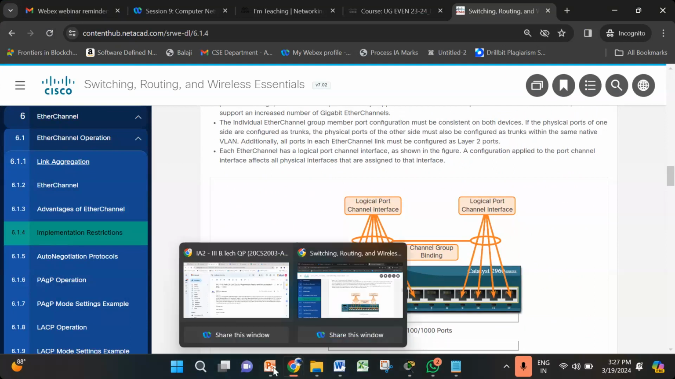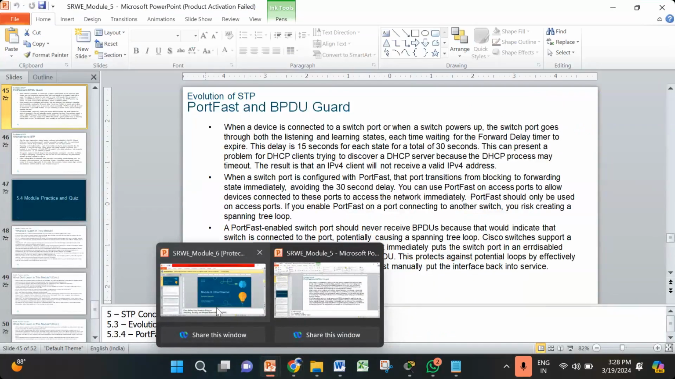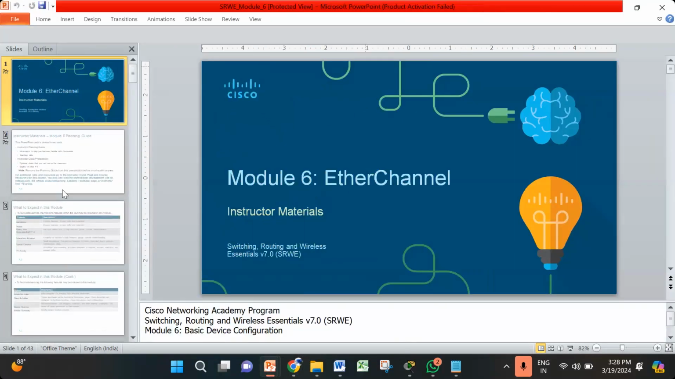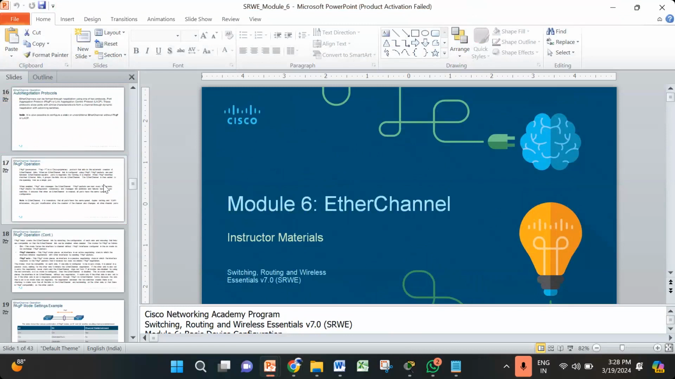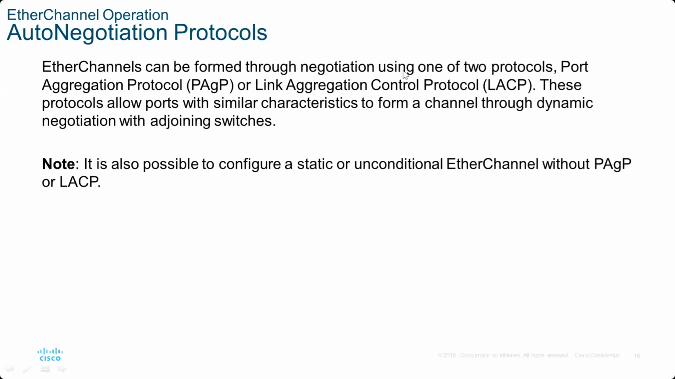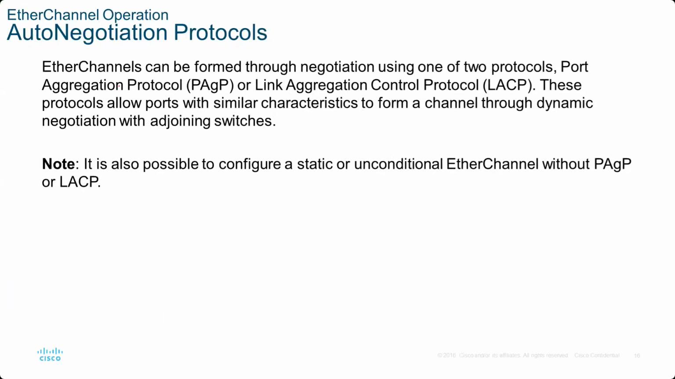So in this Etherchannel, there are 2 protocols that operate. There are 2 types of protocols for Etherchannel. Protocol number 1 is port aggregation protocol, and the next one is link aggregation control protocol. By default, in every switch, PAGP is enabled, and if you want, you can even enable LACP.